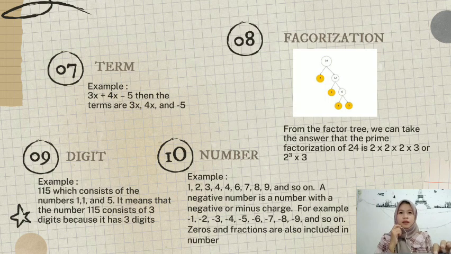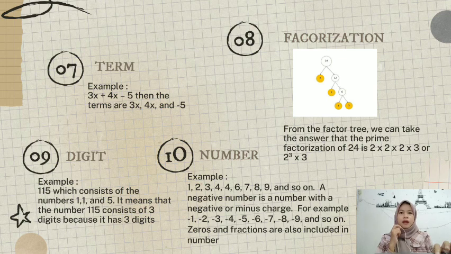And seventh, term. Meaning in Indonesian is suku. Terms are variables and their coefficients, including constants in algebraic form, separated by addition or subtraction operations. Example, 3x + 4x - 5. Then the terms are 3x, 4x, and negative 5.